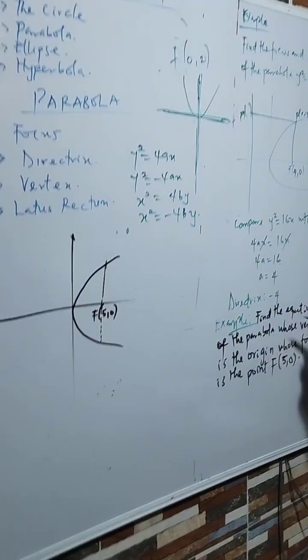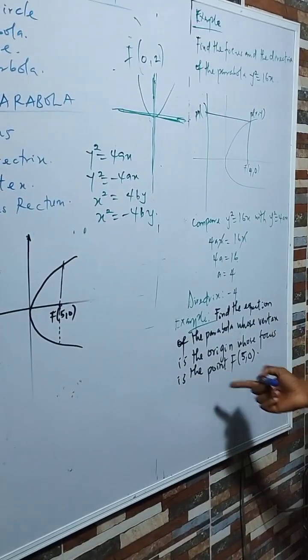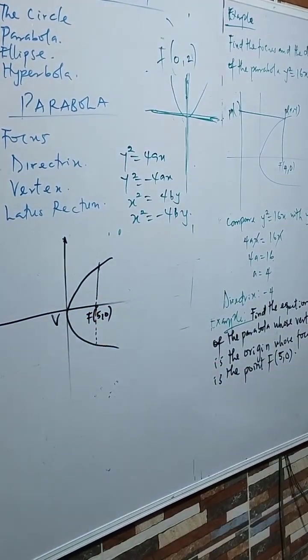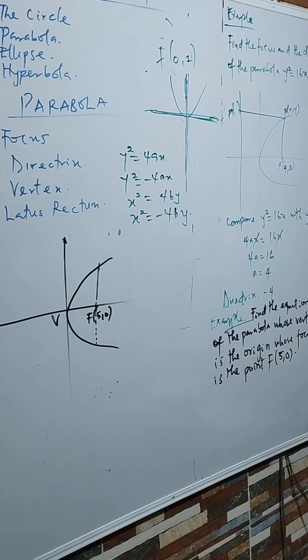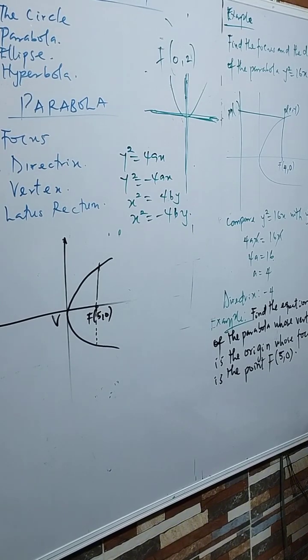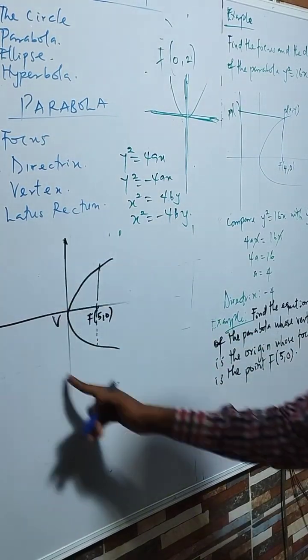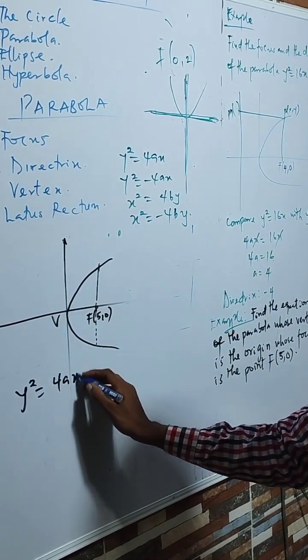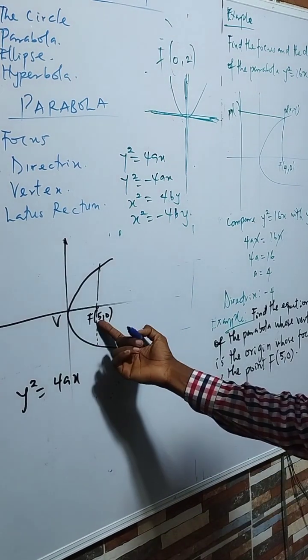So to answer this question, find the equation of the parabola whose vertex is the origin. My V here is 0, 0. We all know that. The question does not need too much of a problem to solve. I already know the format for this type of parabola is y squared is equals to 4ax. So to find the equation, my a here is 5.